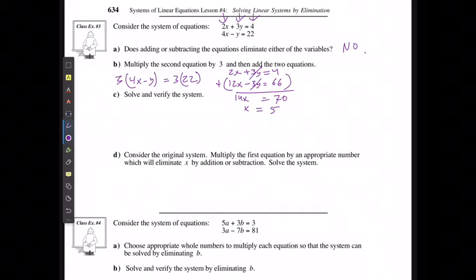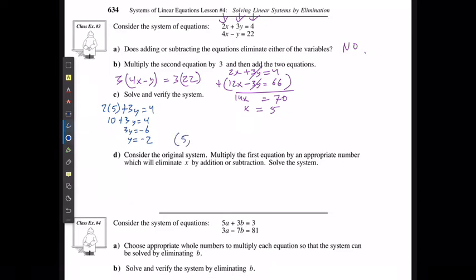Now I can take that answer and put it back into either one of these. I'm going to put it back into the first one and say that 2 times 5 plus 3y is equal to 4, or 10 plus 3y equals 4. 3y is going to equal negative 6, and y is going to equal negative 2. So I have my solution of 5 and negative 2.